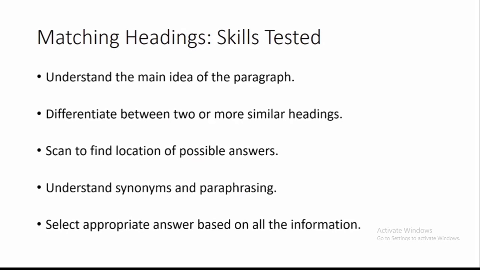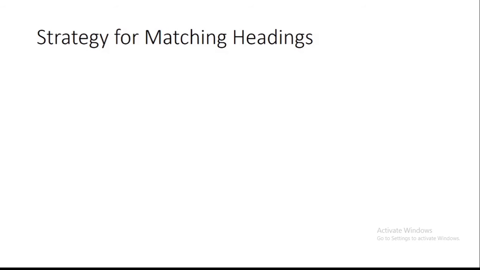So, understanding the main idea of the paragraph, differentiating between 2 or more similar headings. You're going to have 2 or 3 headings that all look the same. Scanning, so finding where the questions are. Understanding that not all words are going to be directly related. So if you see the word premium, like we looked at in the listening test, in the question, it might say something like first class or VIP or something like that in the text. So synonyms and paraphrasing are very important. And then the most important thing is you must make a judgment call. You must select the appropriate answer based on all the information given.